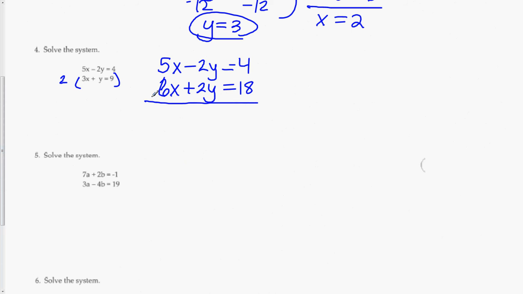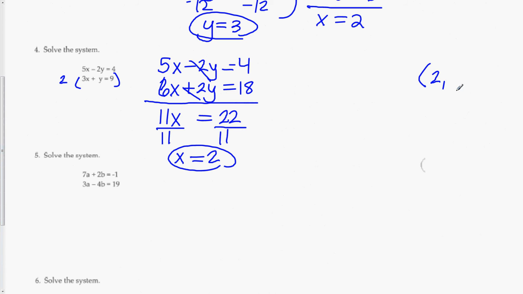Now the most common mistake is you will not multiply every term by that number. So be very careful when you're doing this. Make sure you write them out very carefully, and that way you won't get messed up. 5x plus 6x is going to be 11x. My y's cancel. 4 plus 18 gives me 22. So I've got 22 divided by 11, which is 2.